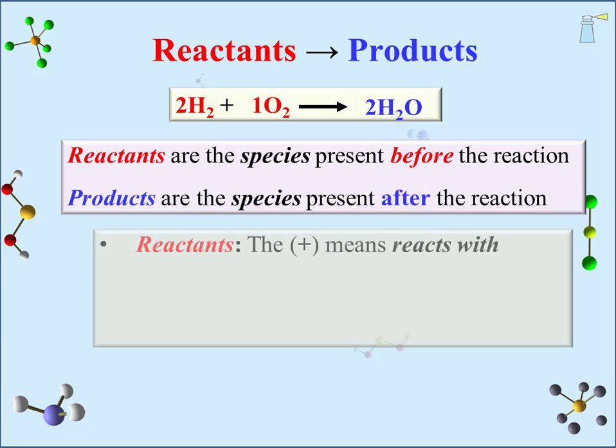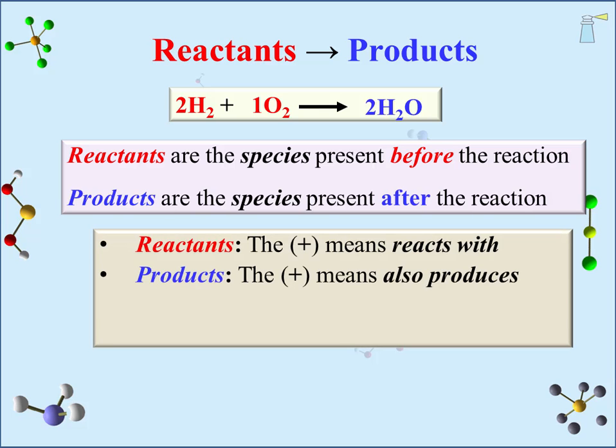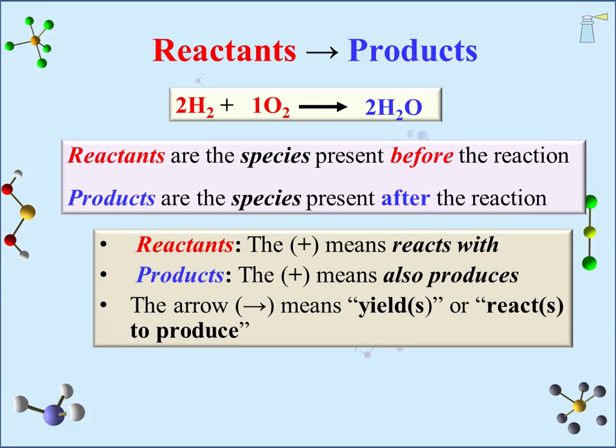On the reactant side, the plus means reacts with. There's also a plus on the product side, and that could be interpreted as also produces. In between the reactants and products is a reaction arrow. It means yields or reacts to produce.